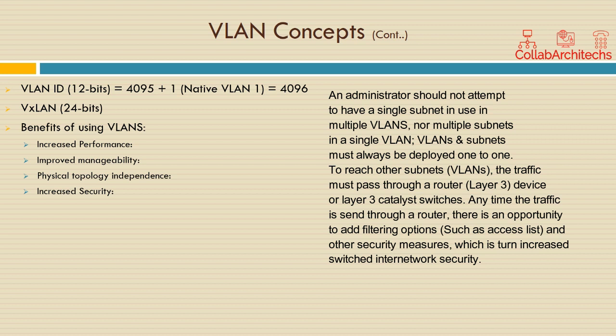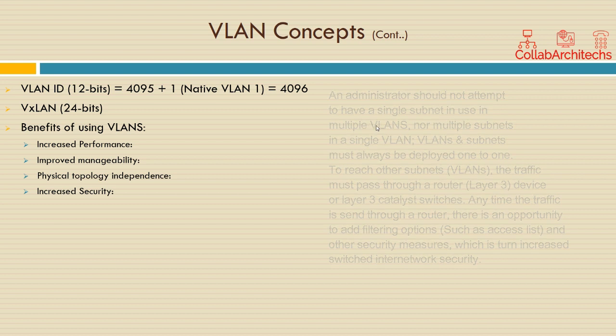To reach other subnets or VLANs, the traffic must pass through a router or layer 3 device, or layer 3 Catalyst switches. Anytime the traffic is sent through a router, there is an opportunity to add filtering options such as access lists and other security measures, which in turn increases the switch internetwork security.